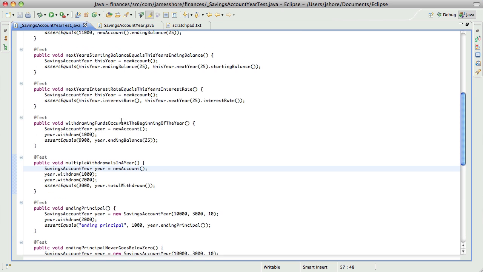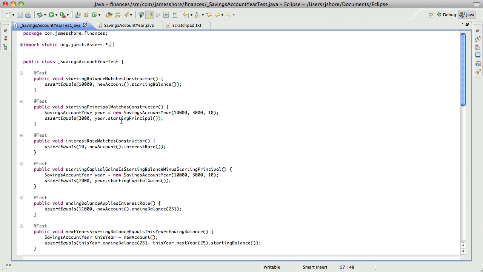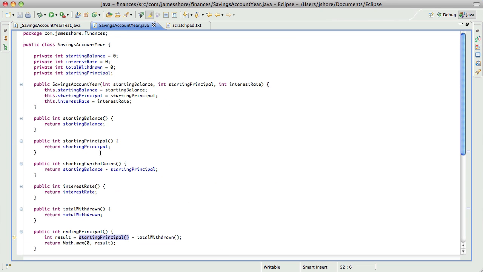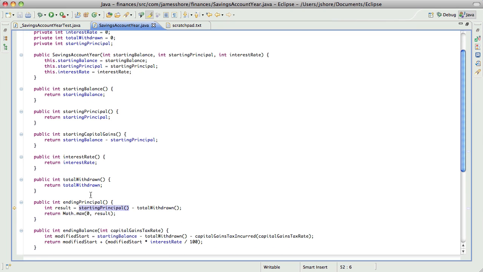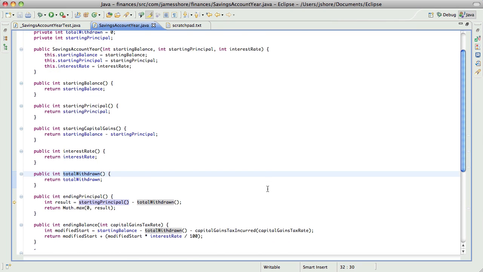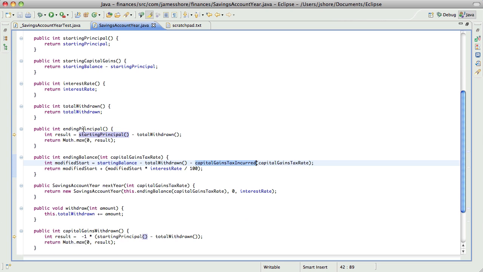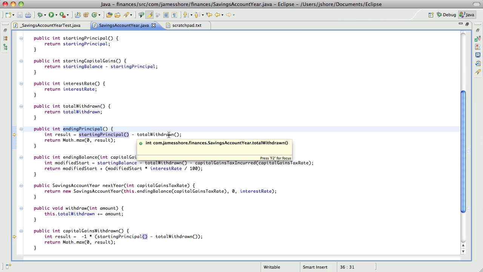We've got our starting capital gains. Let's just look at this. Starting balance, starting principal, starting capital gains, interest rate, total withdrawn. That's kind of a misnomer because total withdrawn is actually total withdrawn minus capital gains tax incurred. Well, might need to rename that. Ending principal is the starting principal minus the total withdrawn.